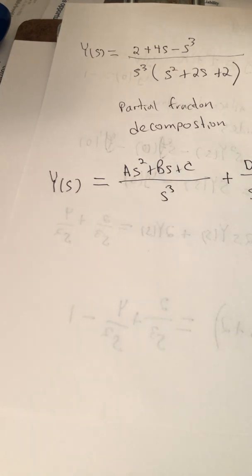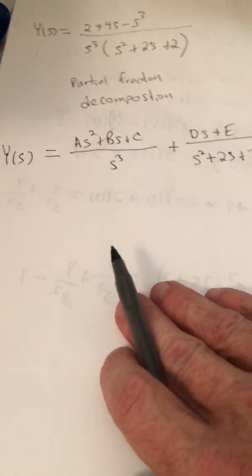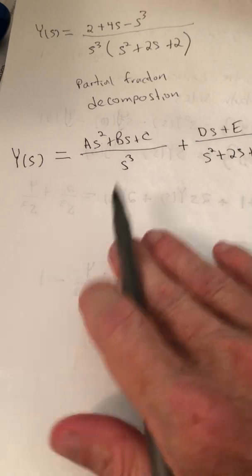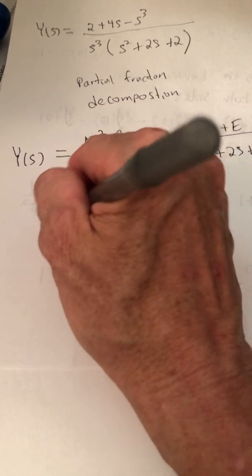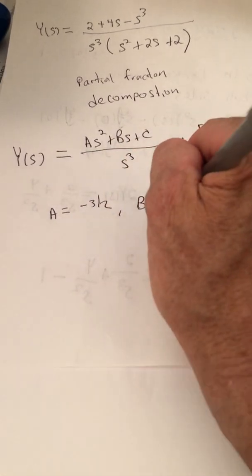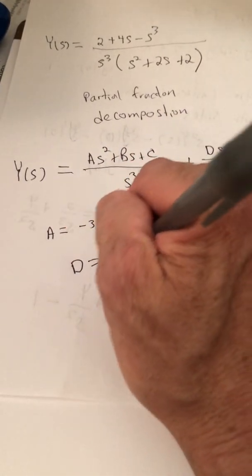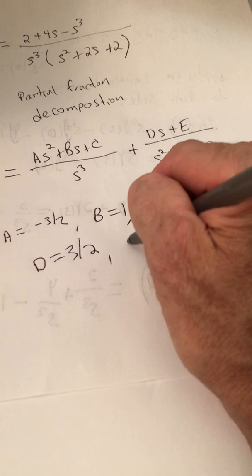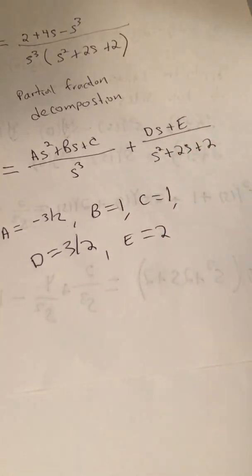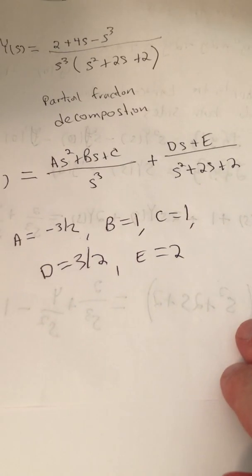So now you have to determine A, B, C, D, and E. And it's not difficult, I promise. I'm confident that you can all work this out. A is -3/2. B is 1. C is 1. D is 3/2. And E is 2. So once we have all of these values, we can actually now finish the problem.